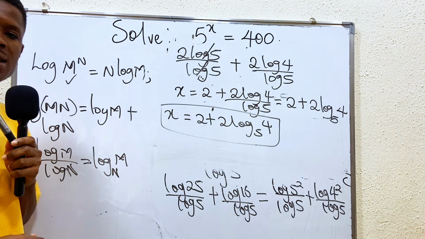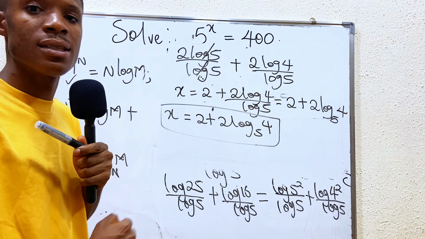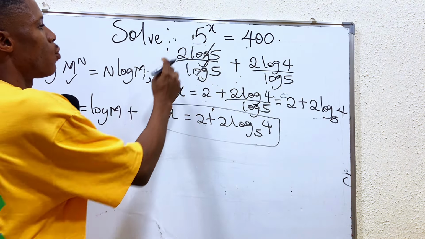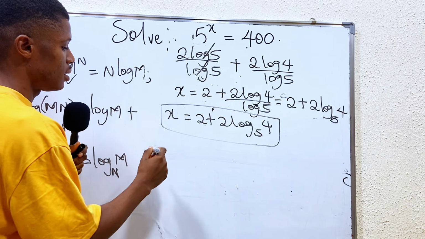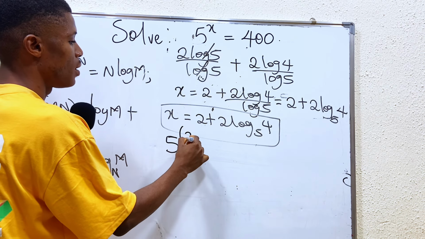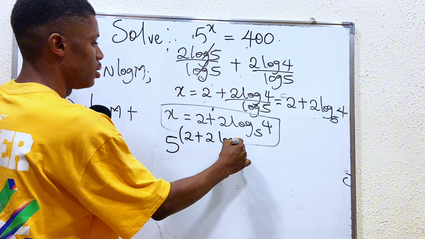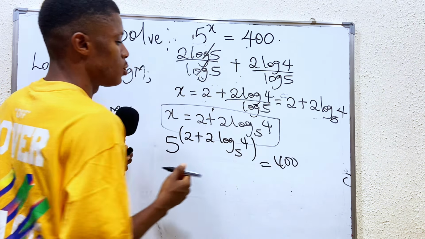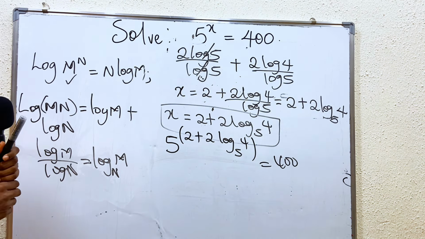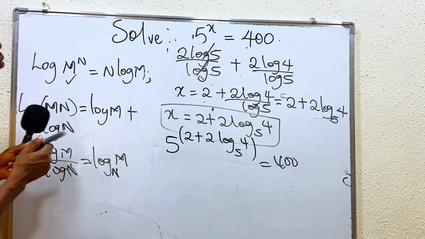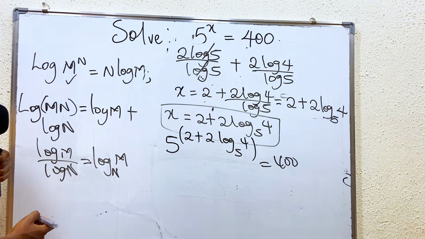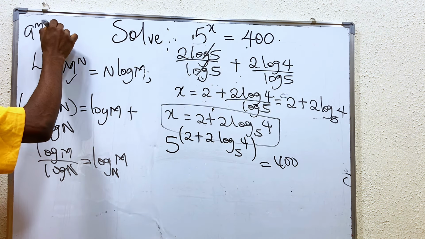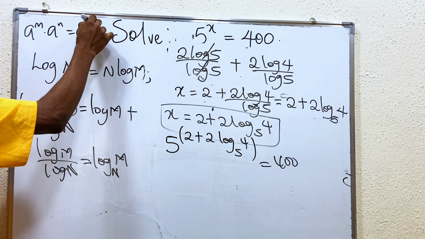Now it is our duty to verify whether this particular solution we solved is right. So to verify, we put x back in the already existing equation, which is 5 power 2 plus 2 log base 5 of 4. Is it actually 400? That's what we want to check. From this particular rule of exponent, we can split it, meaning that when you have a to the power of m times a to the power of n, you can just do a to the power of m plus n.